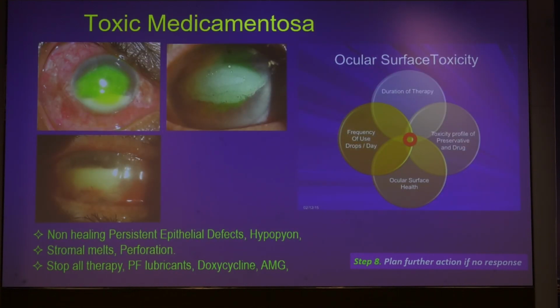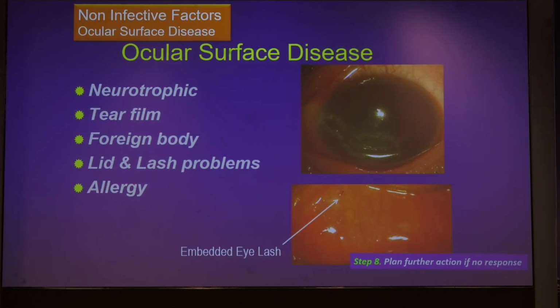Toxicities typically might present like a PED or a stromal melt. You can have sterile hypopyon, and all these factors are much more accentuated when you have an unhealthy ocular surface. So an unhealthy ocular surface will easily pick up and develop toxic signs due to medication.